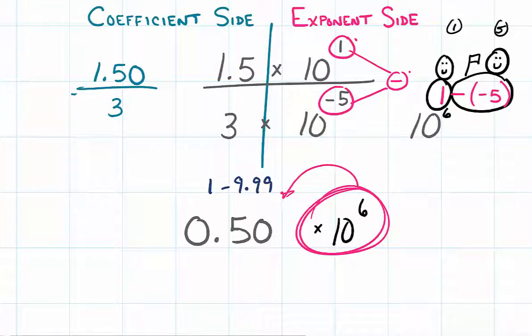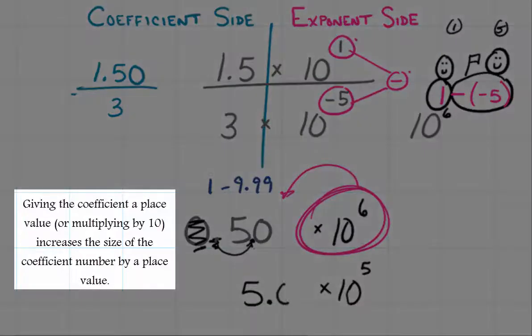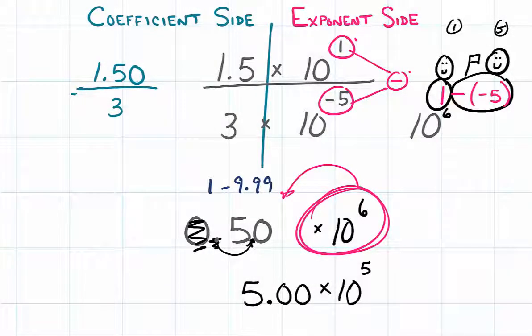Because when I do that, if I give it a place value, that first of all means that we're going from 10 to the 6th down to 10 to the 5th. And that means that my number becomes bigger by a place value. So instead of 50 cents, my decimal goes between the 5 and the 0, and it now becomes $5. And $5 is a number that falls between 1 and 9.99. And so now this is in scientific notated form.